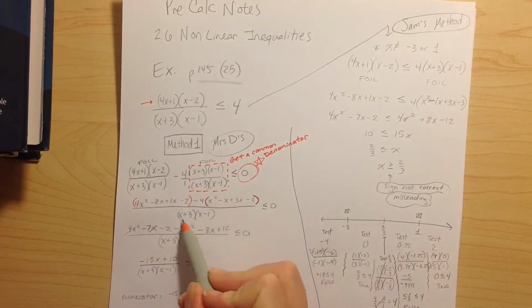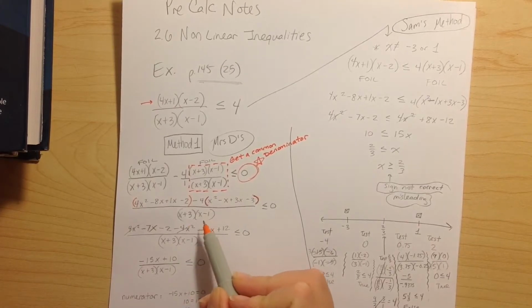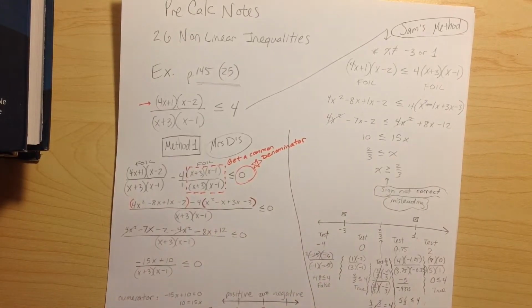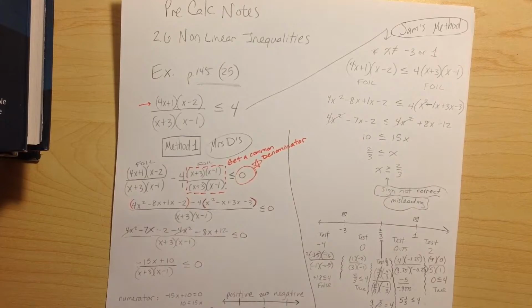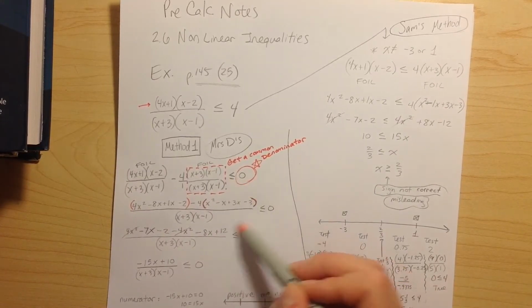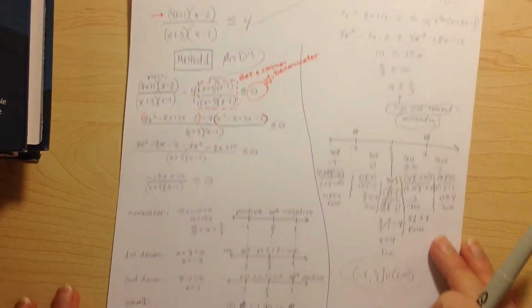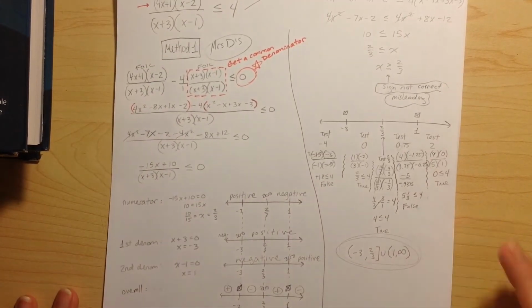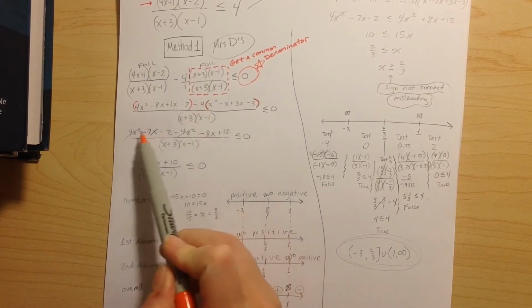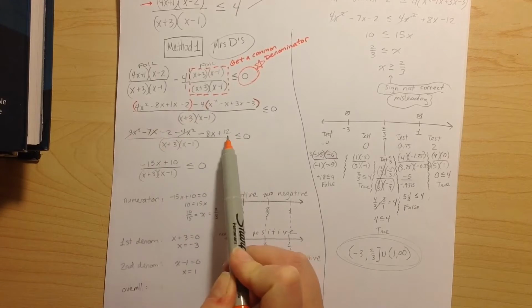Notice the whole time the denominator has not been FOILed. I like that it's factored like that. The fact that it's factored like that is going to be helpful for me when I go to get my final answer. The 0 has stayed the whole time. The inequality sign has stayed the whole time. Then, once I distributed the 4, I combined a couple like terms.